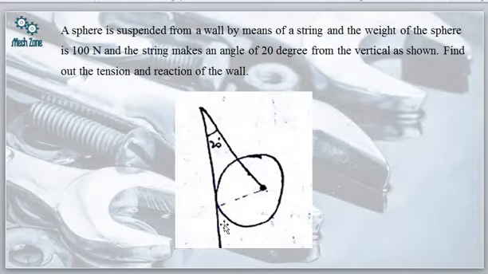So we have a question, and we have been given that a sphere is suspended from a wall by means of a string, and the weight of the sphere is 100 Newton. So this is actually a sphere, this is a vertical wall such that the sphere is being hung from this wall making an angle of 20 degree. And the string is making an angle 20 degree with the vertical as shown. We have to find out the tension and the reaction of the wall.